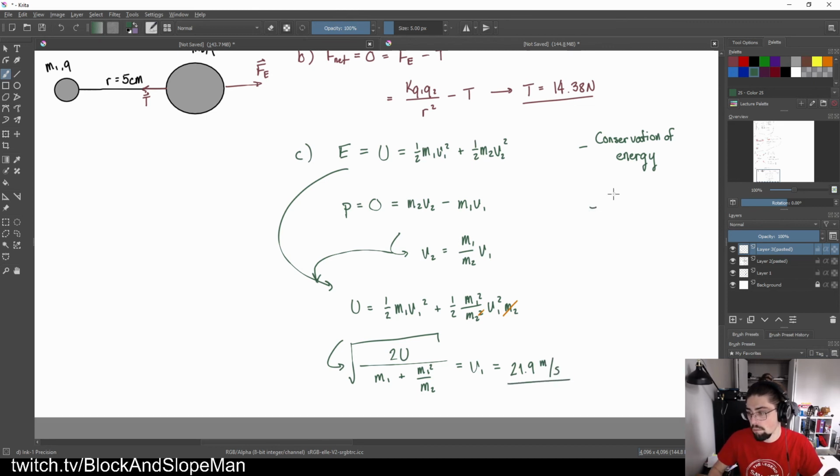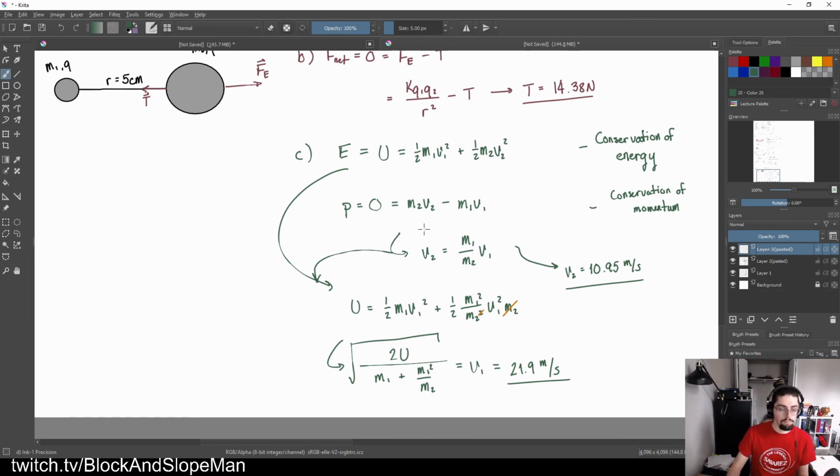And I'll go ahead and write my conservation of momentum, just to have it. When we go back up to the V2 equation and plug in V1, it's really just half of V1, right? So V2 is equal to 10.95 meters per second. And there we are.